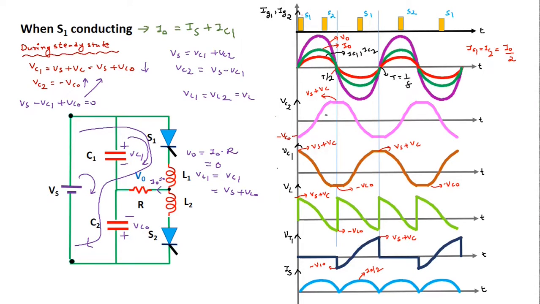So here you can see when the S1 SCR starts conducting, the voltage across the C1 capacitor will decrease towards the minimum value of minus Vco, and the voltage across the C2 capacitor will increase towards the maximum value of Vs plus Vco, and the waveform of the inductor voltage will follow the voltage across the capacitor C1 waveform here, because this voltage across the C1 capacitor is coming across this voltage across the inductor L1. So we are considering like this.